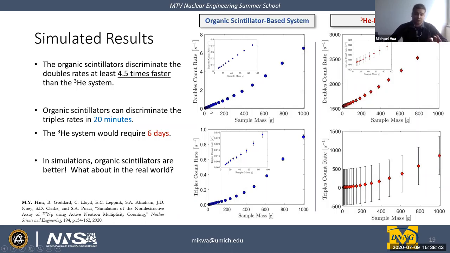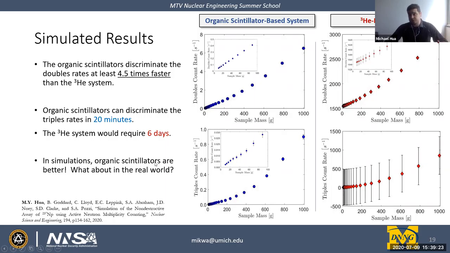So the masses that we're looking at are 10 grams all the way up to 1 kilogram, logarithmically spaced. But the organic scintillators can. In a 20-minute measurement, they can. So we would need 4.5 times more measurement time for helium-3 systems to be able to distinguish this. It's way worse in the case of triples. A 20-minute measurement is just enough for the organic scintillator system to distinguish all these masses, but this is abysmal for a helium-3 system. I couldn't tell you the difference between 1 kilogram of neptunium-237 and 10 grams.